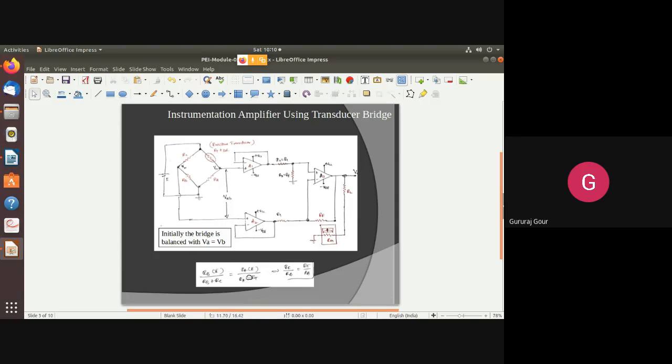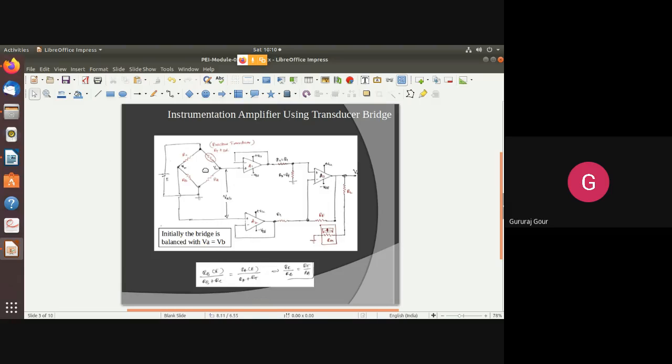So that is the current flowing through this loop. And as RT and RA are in series, the same current will flow. Hence, the voltage at node A means the voltage across RA, that is current into RA. So if you do this, you will get the voltage at node A, that is RA into E divided by RA plus RT. That is VA.